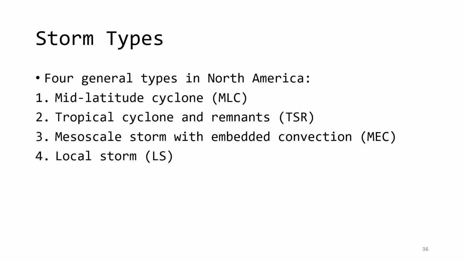We will very briefly delve into an extremely high-level overview of the relevant meteorology here. In North America, we typically use 4 broad meteorological themes as our storm types. These are the mid-latitude cyclone, tropical storm and tropical storm remnants, mesoscale storm with embedded convection, and local storms. These vary by spatial and temporal scale, the source of moisture, and the type of uplift.